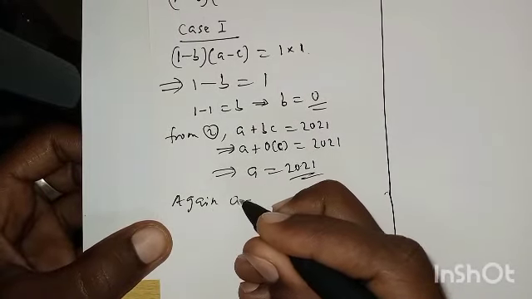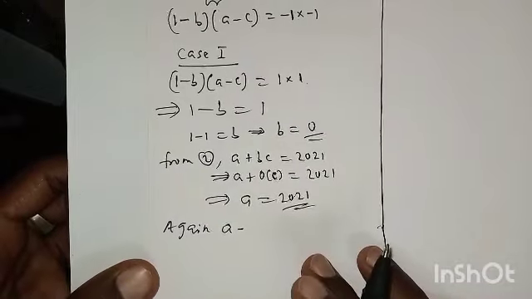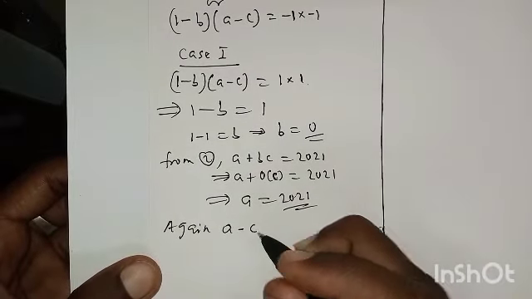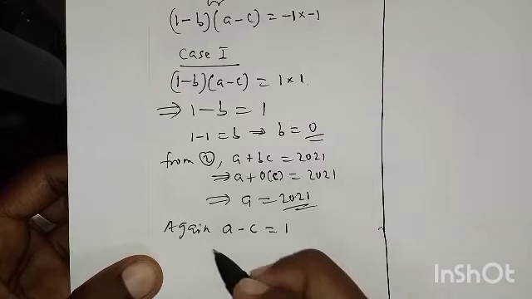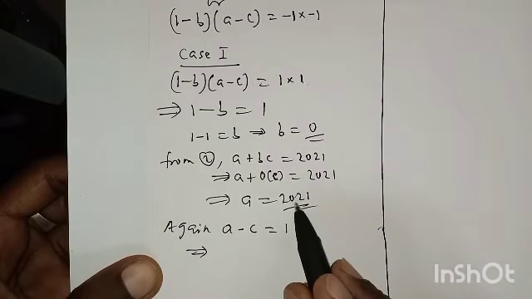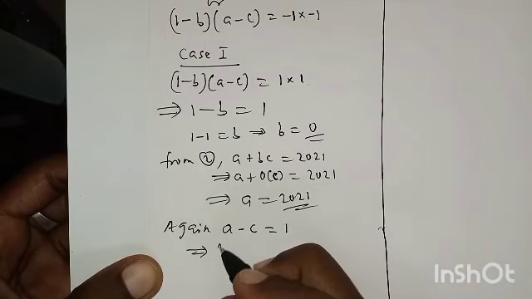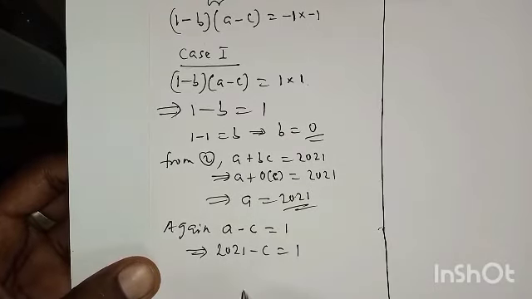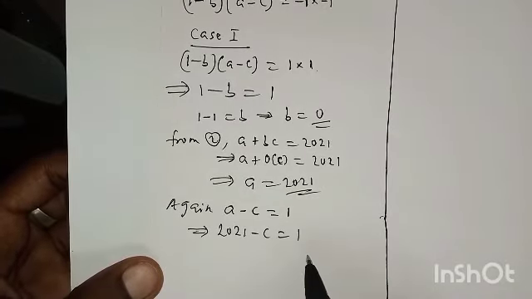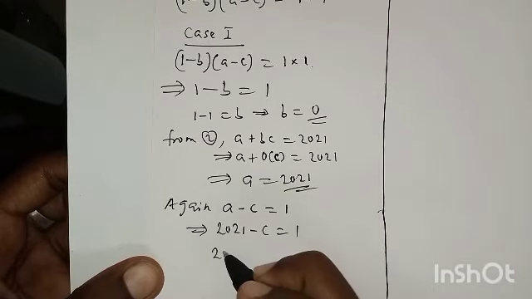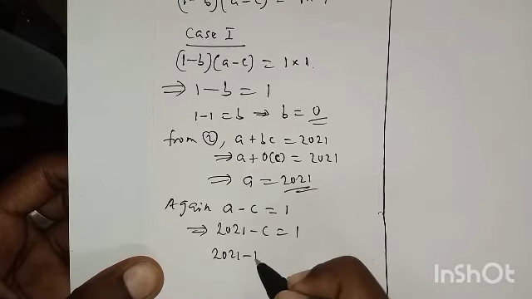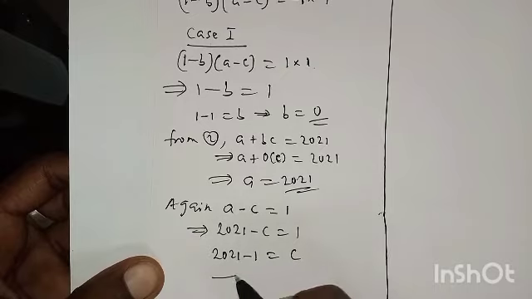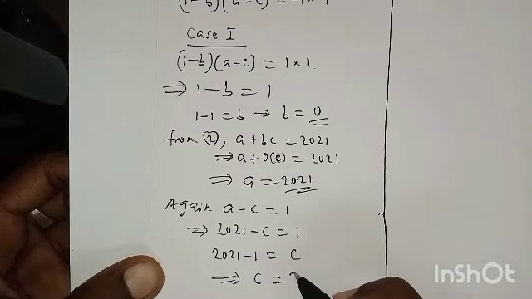Again, we have a minus c equals 1, and this implies our a is 2021. So we have 2021 minus c equals 1. Now take minus c to the other side and take 1 to this side. So you have 2021 minus 1 equals c, which means c is 2021 minus 1, which is 2020.